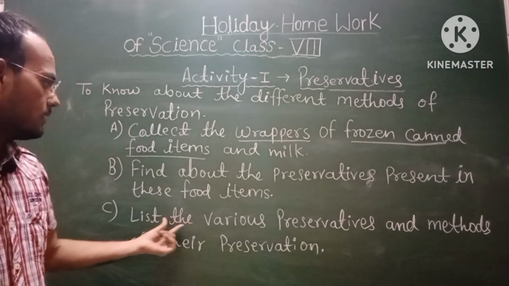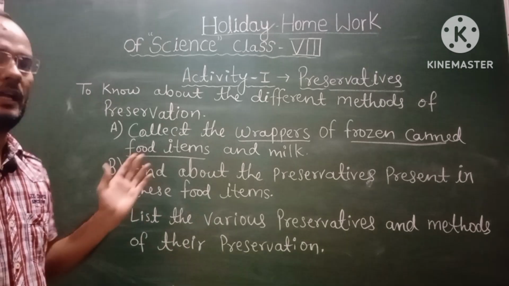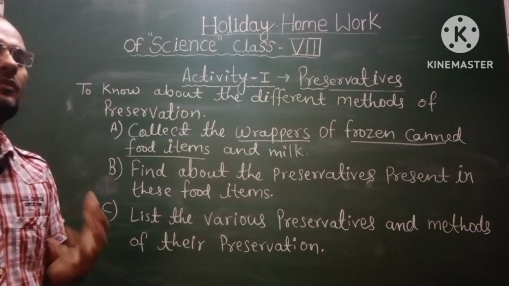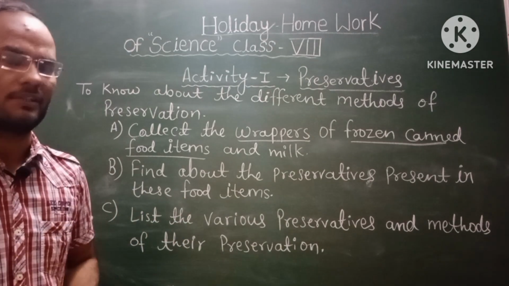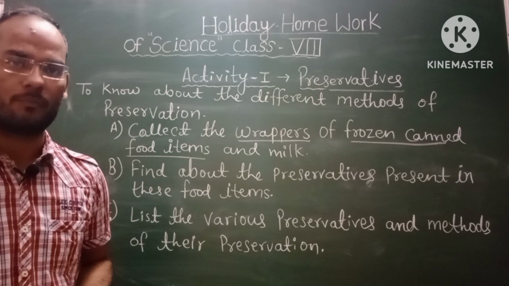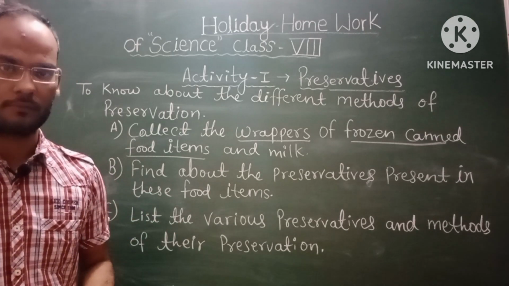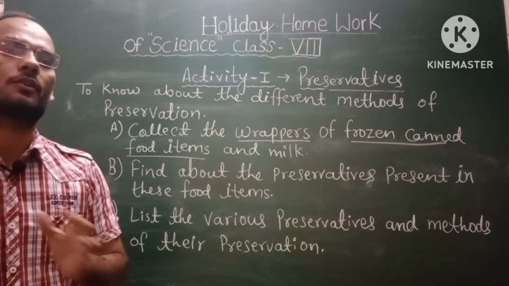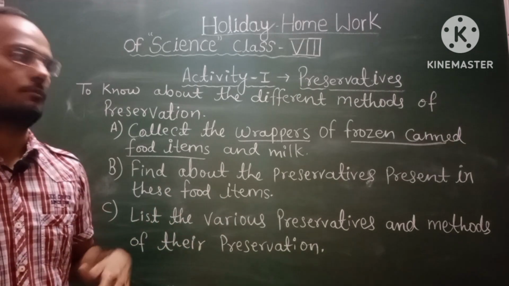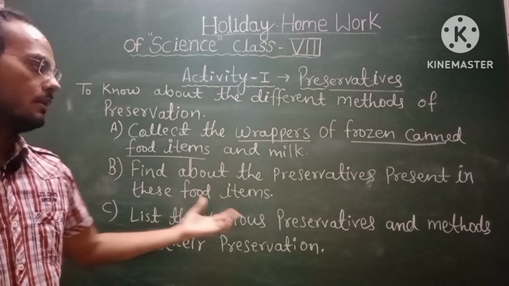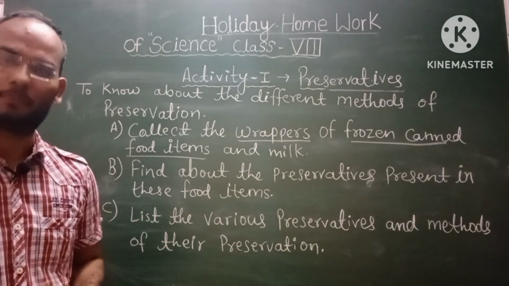And then when you make the list of different preservatives, in front of the preservative you have to write the method also, how to use such kind of preservative. Like I will explain you by the example. Like meat and fish are covered with dry salt to reduce the growth of microorganisms. Clear? This is the method by which we can use preservative to reduce the microbes. So this is the method.